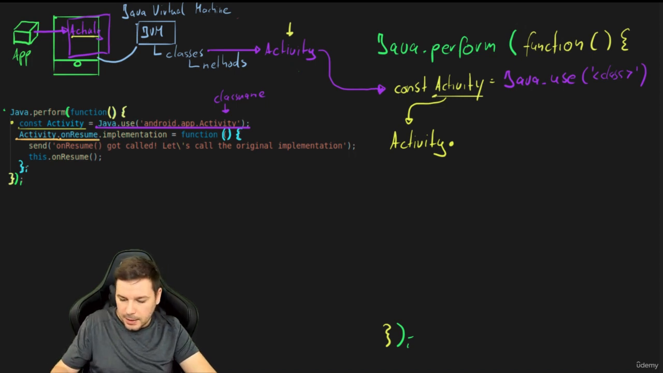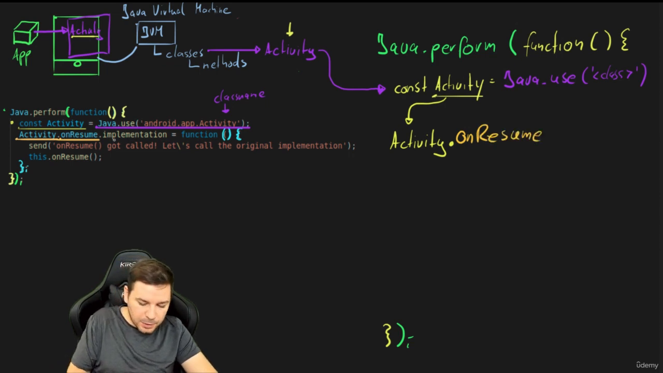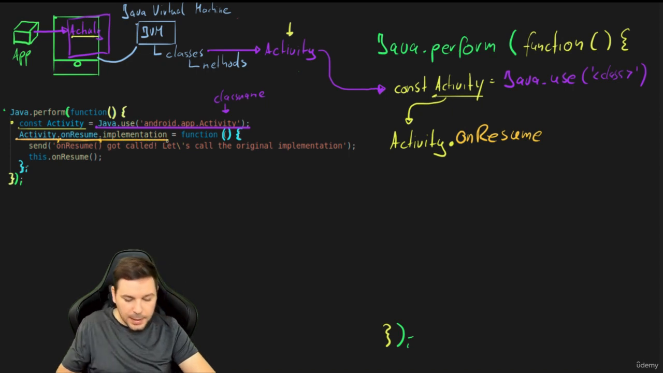So we are telling activity onResume. This is now the method. And now we can tell dot implementation. So that's a dot. Here we have a dot, and now that's the third part over here. And this one is now dot implementation. And this means we can now provide a new implementation to this method.